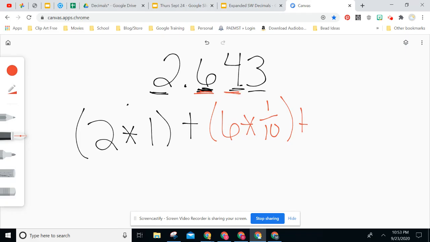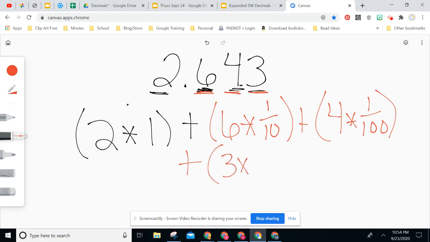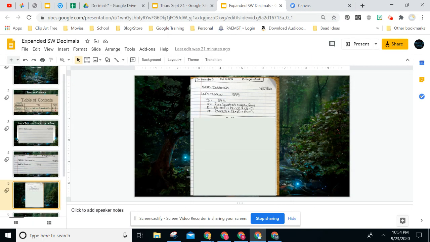Plus, okay, 4 is in the 100th spot, so 4 times 1/100th. Plus, the last one, the 3 is in the 1,000th spot, so 3 times 1/1,000th. And that's it. Now remember, as long as you can do one of these two ways, you're in good shape. Doesn't matter which one. You just need to be able to recognize both and be able to do one of these ways on your own. All right, so let's go back and add this to our notebook.